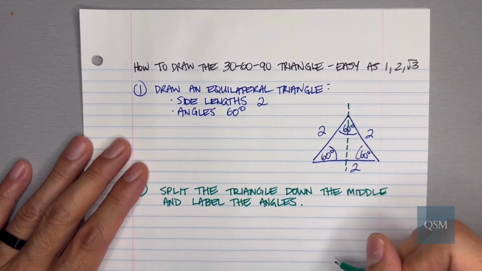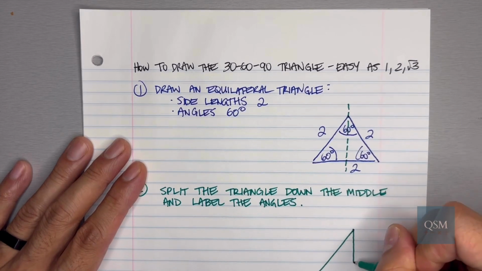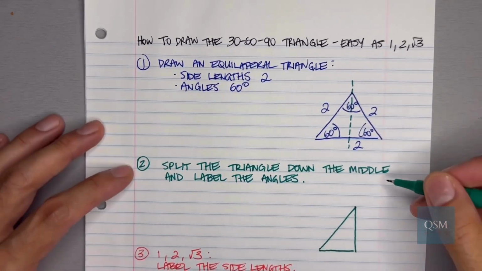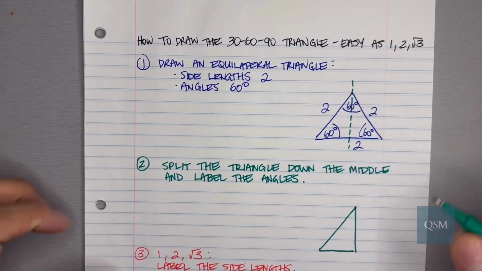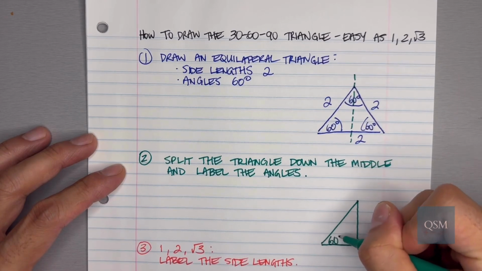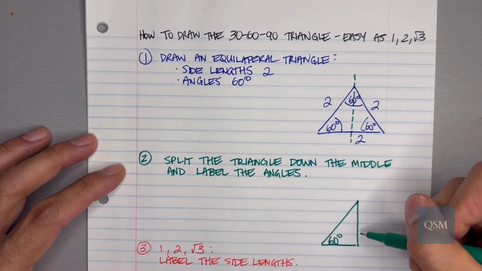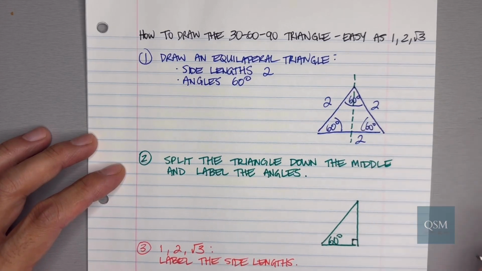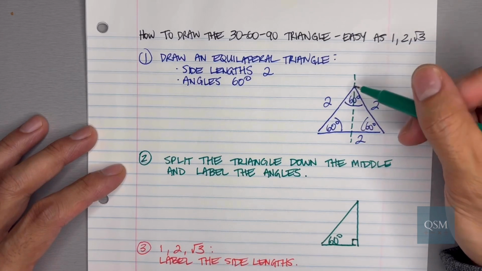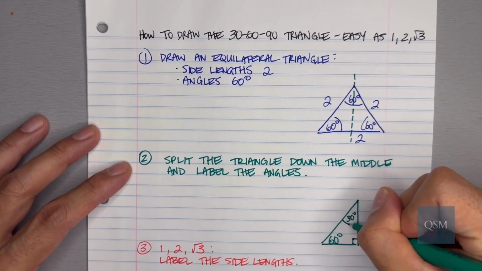And just for clarity here, I'm going to redraw that triangle, or at least just one half of it. So it looks like this now. So we split the triangle down the middle and we label the angles. This angle here, it's still the same, it's still a 60-degree angle. This angle right here, we dropped straight down from this corner of the triangle, so this is now a 90-degree angle. And this angle up here, formerly it was a 60-degree angle, but we split it right down the middle, so this is now a 30-degree angle.